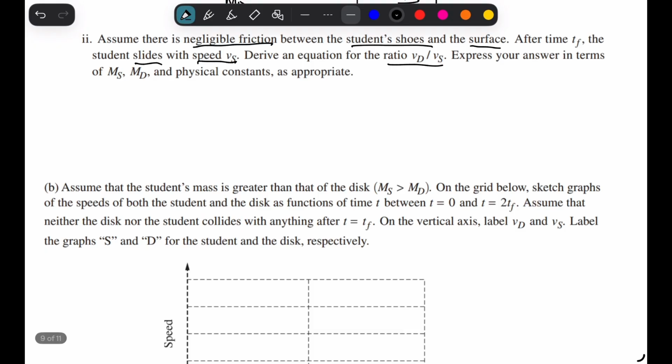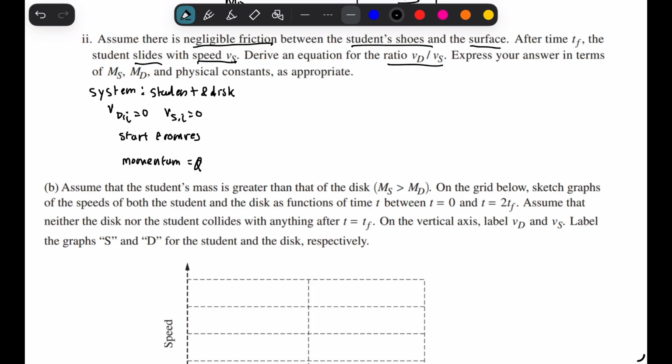So we have to think about our entire system. It's going to be the student and the disc. We know that initially v_D initial is equal to 0 and v_student initial is equal to 0, because they both start from rest. Our momentum equation is p equals mv, right? So if v initial is 0, that means the initial momentum in total is going to be equal to 0, because we're multiplying both our masses by 0.